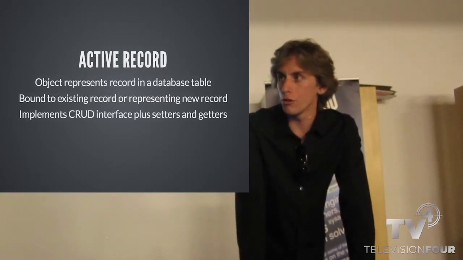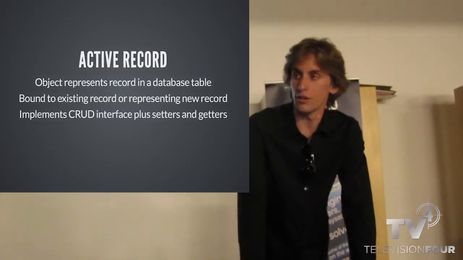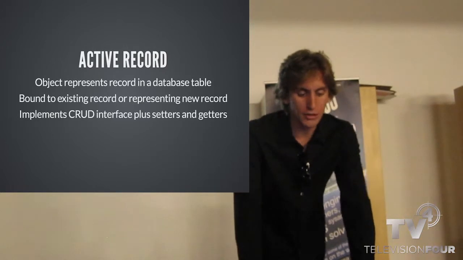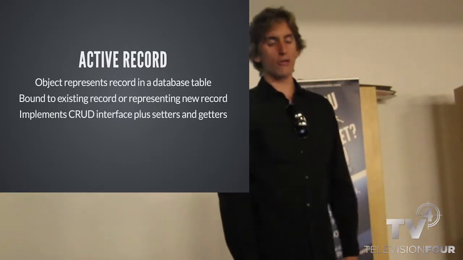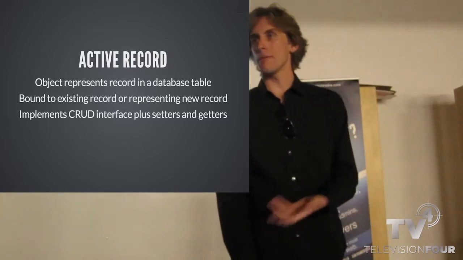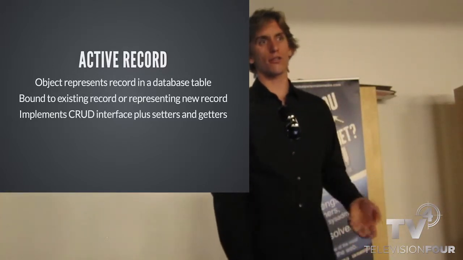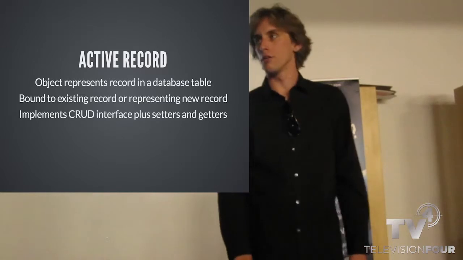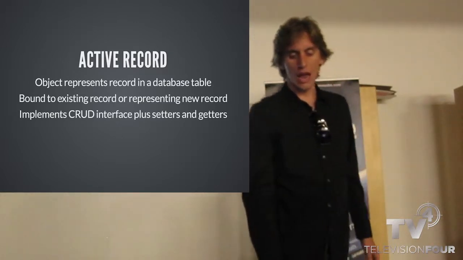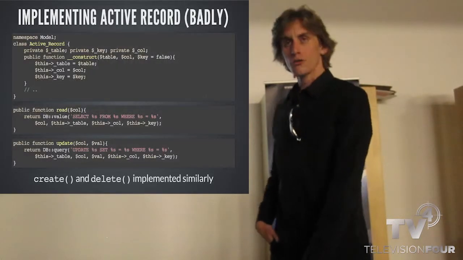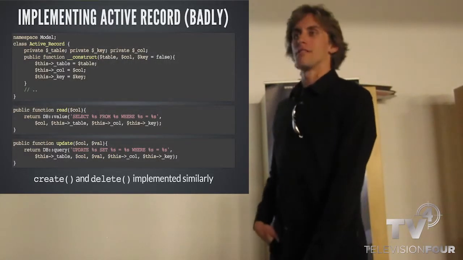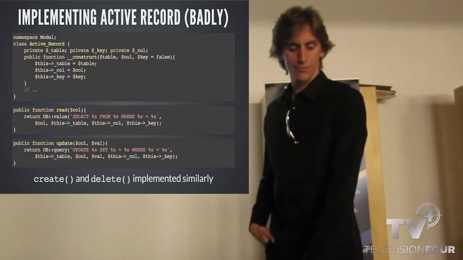So a common pattern used to objectify CRUD in a database is the active record pattern. Basically the idea is that the object represents a record in the database table. It's bound to an existing record or a new record, so maybe a record that doesn't exist yet, it's a false ID or whatever, but it's bound to something. And then you implement CRUD interfaces and you do setters and getters. So I'm going to present a bad active record implementation first.